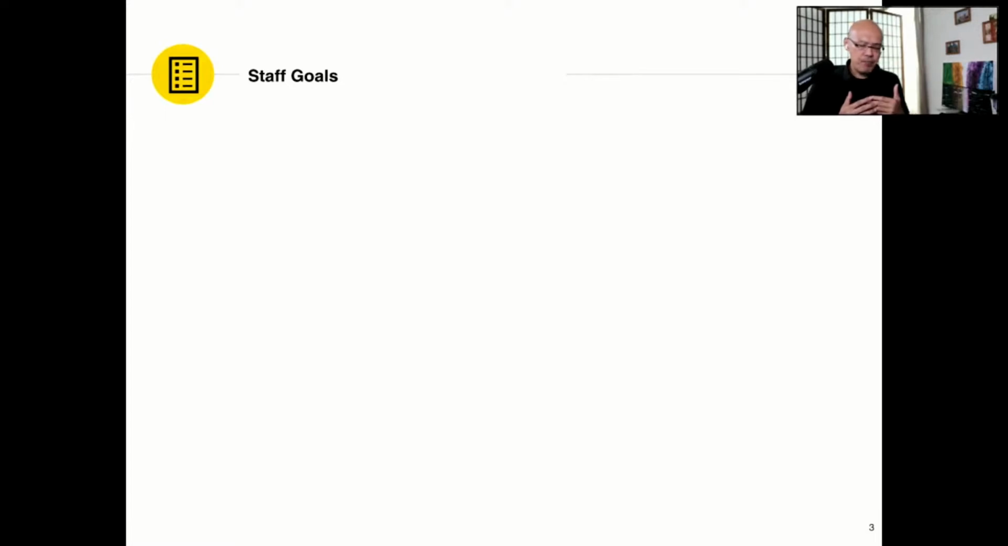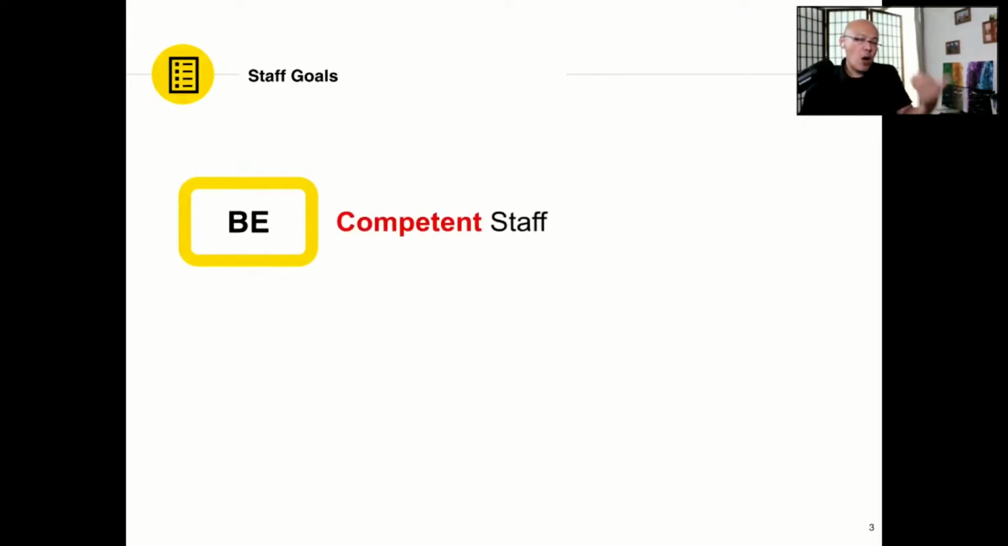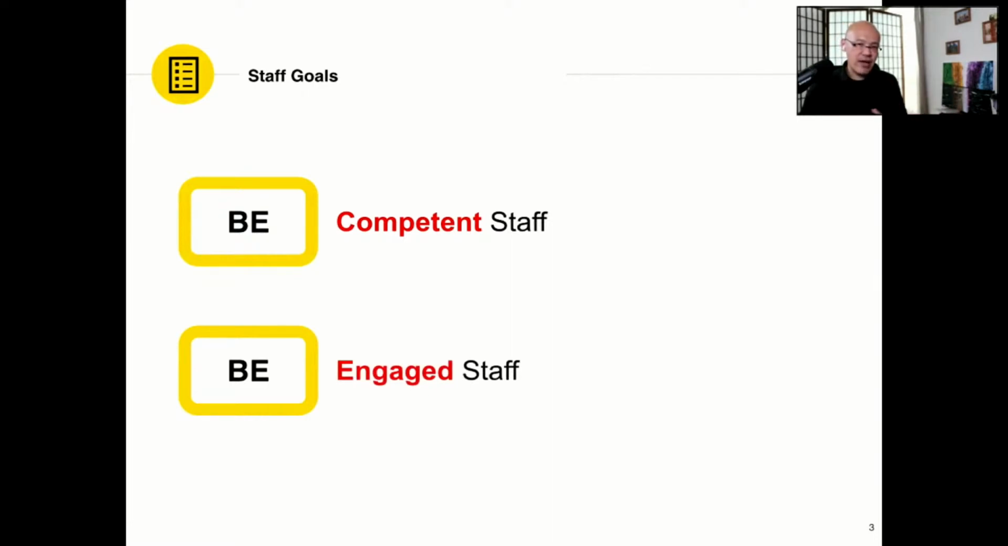When we talk about the be part of the goal, the way to think about it is that you need to have a structure, a format for writing your goals. So we want our staff to be a competent staff. That could be your answer to that question. Or perhaps your answer is we want our staff to be an engaged staff. That's what we want our staff to be. And the way to look at this is that this goal has two parts to it.